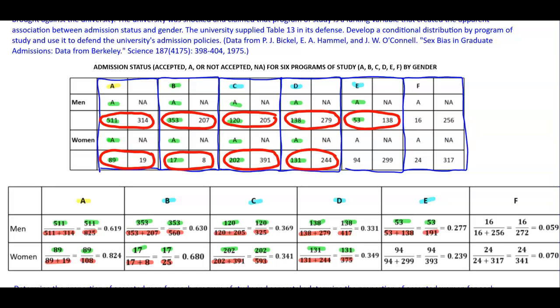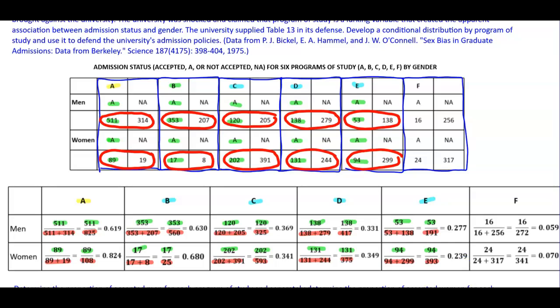Okay, next, how many were accepted in Program E that were women? Well, we can see that 94 were accepted. To find the total of women that were in that program is taking 94 and then adding 299, which gives us 393. So 94 divided by 393 gives us 0.239.